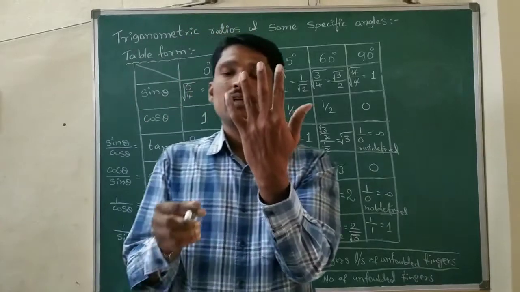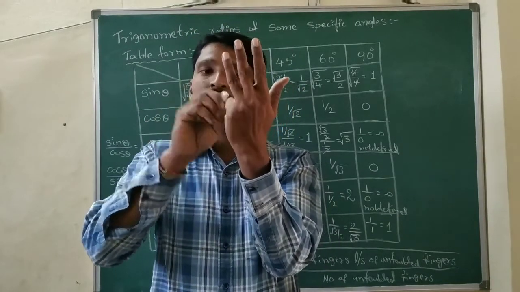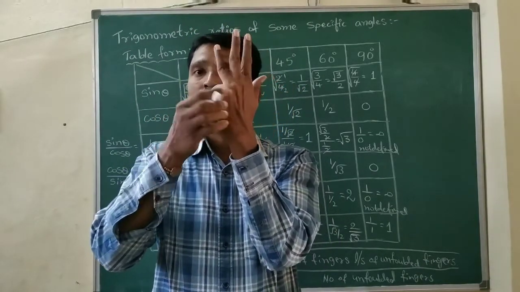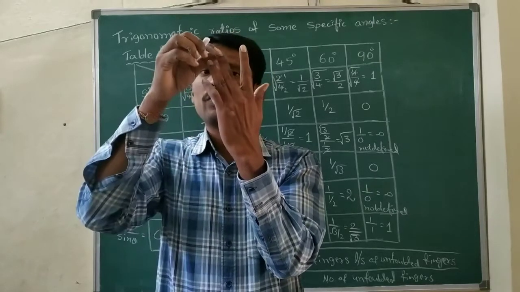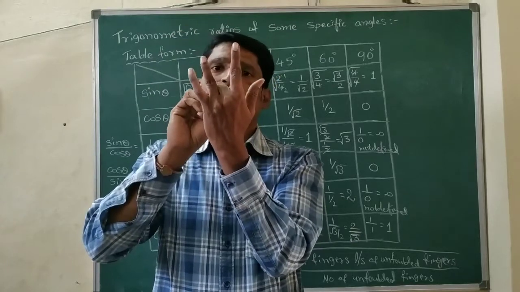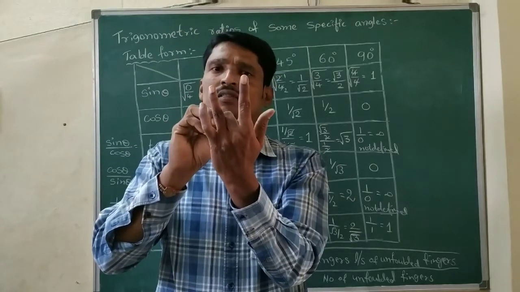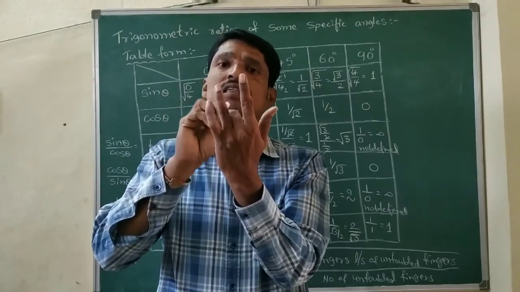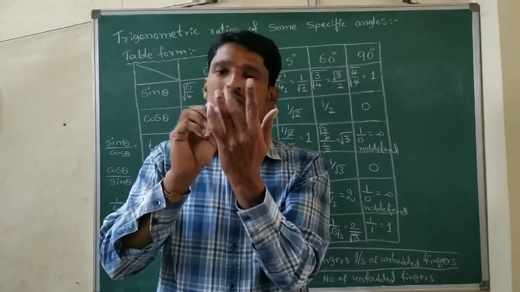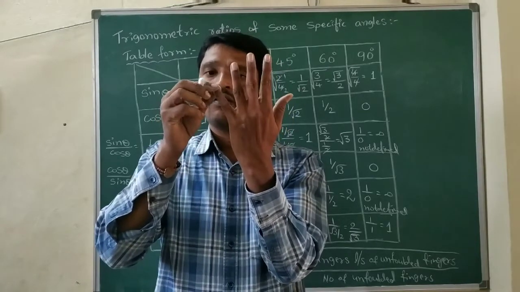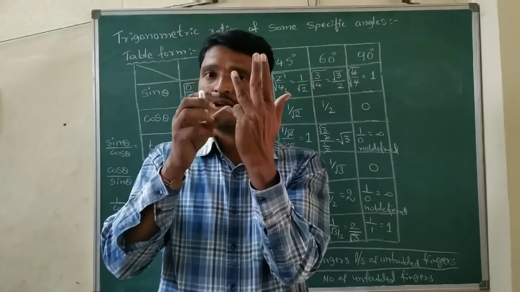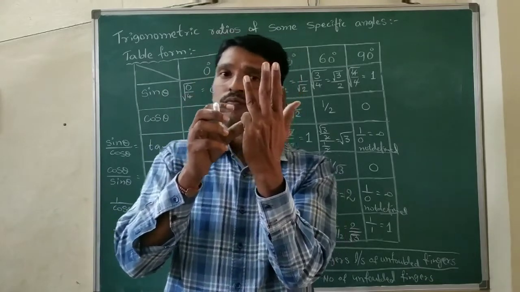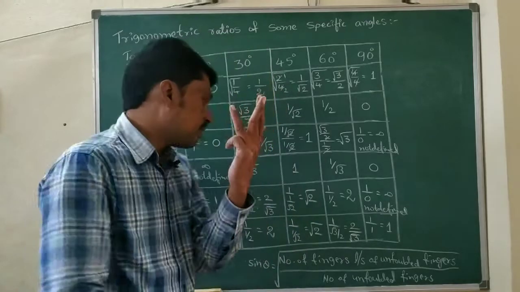See here, this is 0 degrees. If we are folding this finger, this is 0 degrees. We are discussing 0 degrees. For example, I am folding this finger. This finger is about 45 degrees. Now see here, I am discussing 0 degrees, sine values only. Sin 0. So what is sin 0?